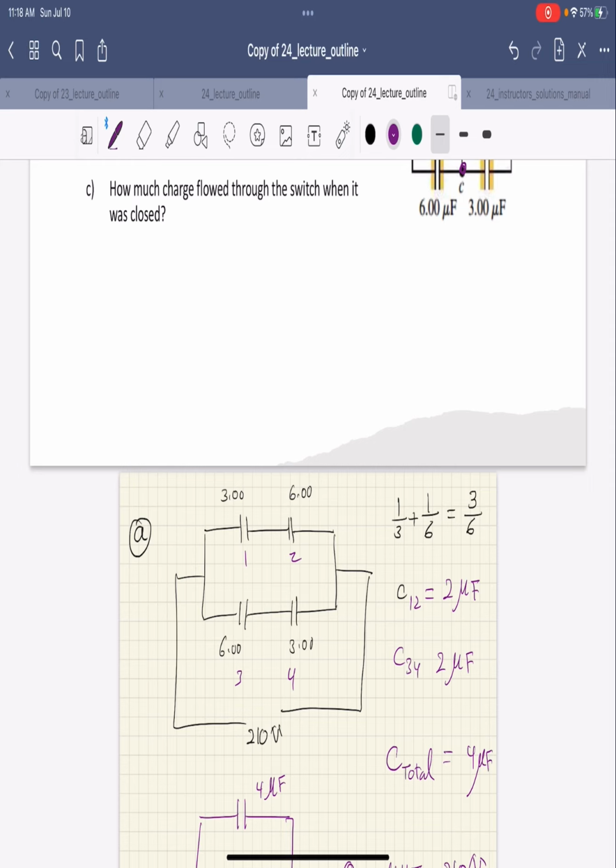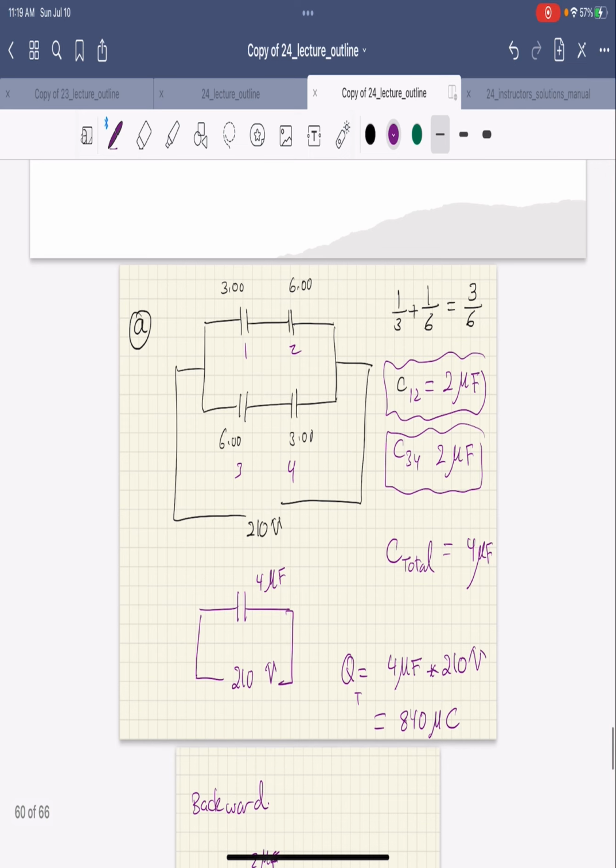3 and 6 are really in series. Then I can find their equivalent as 1 over 3 plus 1 over 6 equals 3 over 6. Then their equivalent is 2 microfarads. And the same for 3 and 4. The equivalent is going to be 2 microfarads. And then in between these two, I'm going to have this one, 2 microfarad, and another one, 2 microfarad, and these are in parallel, and therefore C total is going to be 4 microfarads.